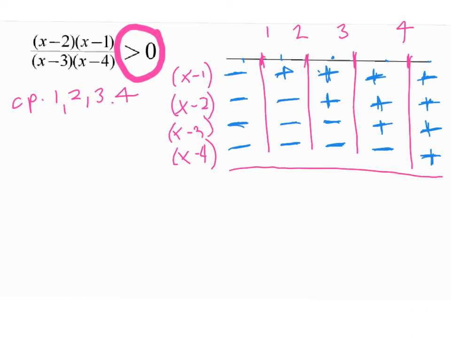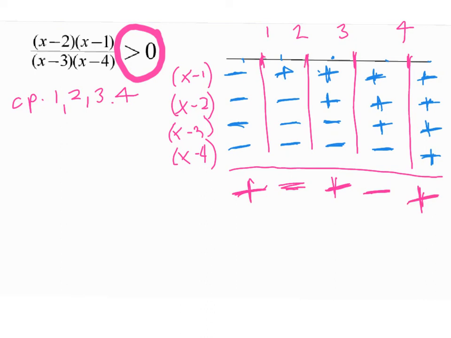The next step is going to be to multiply them. So when I multiply 4 negative numbers together, I get a positive number. In the next column, I have 1 positive and 3 negatives, so that's going to give me a negative. Next column, 2 positives and 2 negatives give me a positive. I get a negative there. All positives give me a positive.